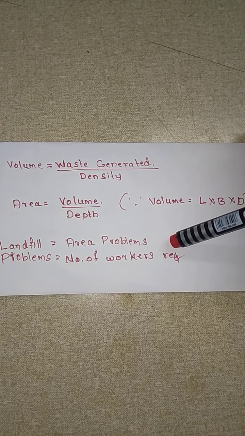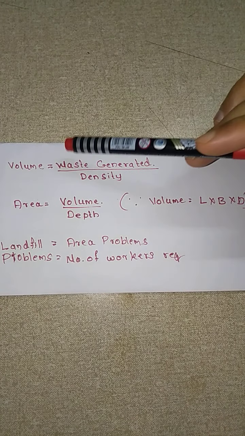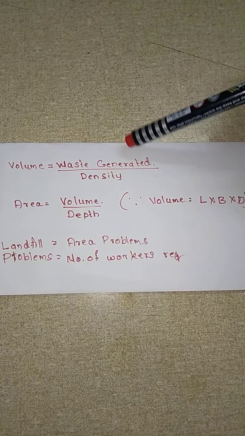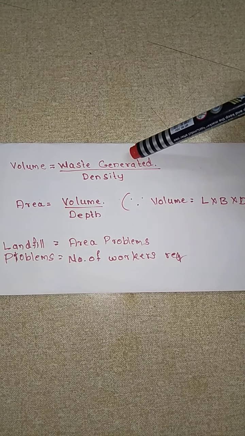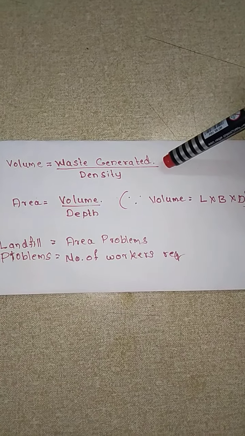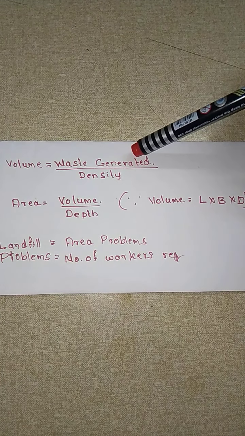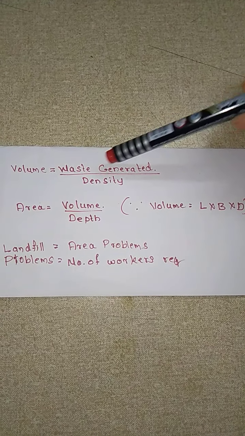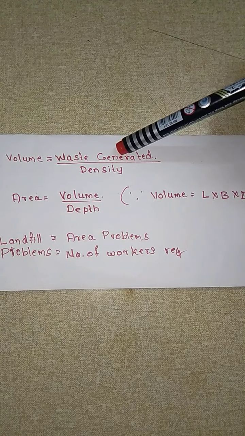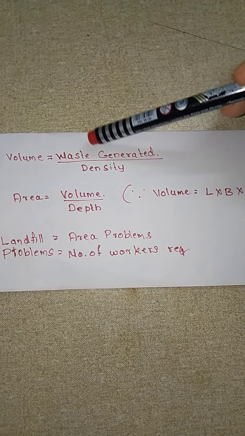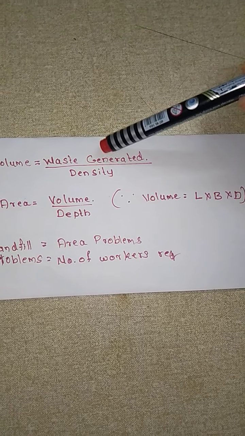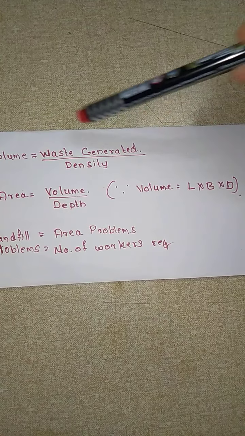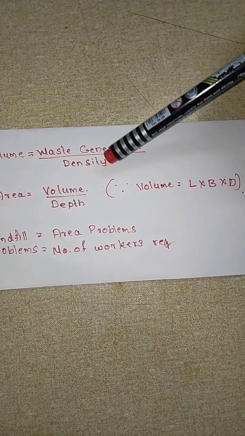Now in order to solve the problem we want two formulas. The volume is the waste generated divided by the density. In order to determine the waste generated, you need the population count and how much waste per person is going to be generated. So if you multiply the population by the per capita waste generation, you get the total amount of waste that people will generate.